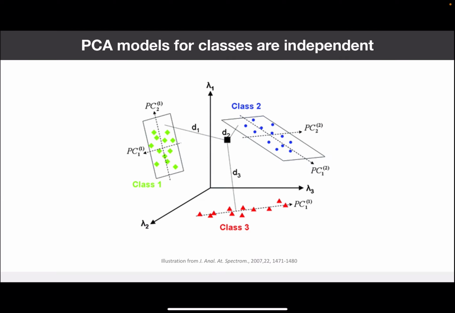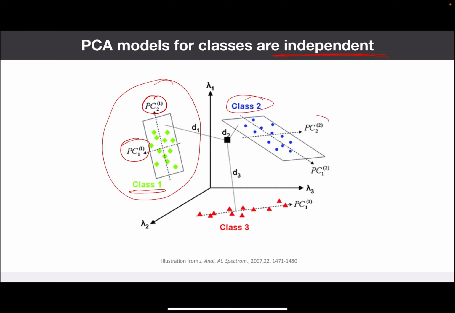If you have more than one class, then you build independent models. So it means that you don't take into account, for example, that's class 1. And you can see that I used two principal components for building class 1. So I'm done with this, so now the model is fixed. Now I go to class 2, and I don't care what happened to class 1. I just build another PCA model independent from the other classes. So that's why there is the word independent in SIMCA, right?